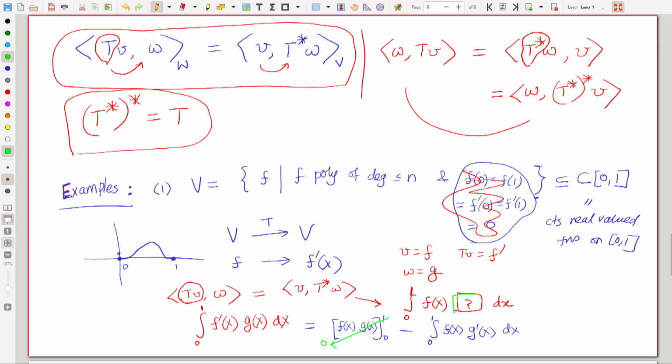So what should I put here so that the equation is satisfied? Minus g prime, right? So in a sense, modulo being able to fix this, what we are saying is that T star g is actually minus g prime, right? So in a sense this is sort of what the adjoint operation always does.